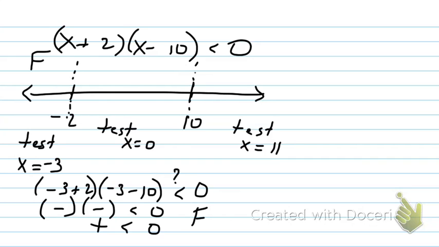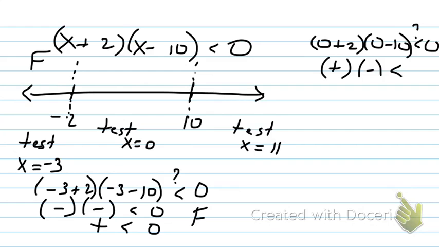Let's check out the middle. When we test 0, we've got 0 plus 2 times 0 minus 10. We want to know, is it less than 0? That's a positive times a negative. If you multiply a positive times a negative, it is negative. To say that a negative is less than 0, well, that's true. So your answers do lie in the middle.